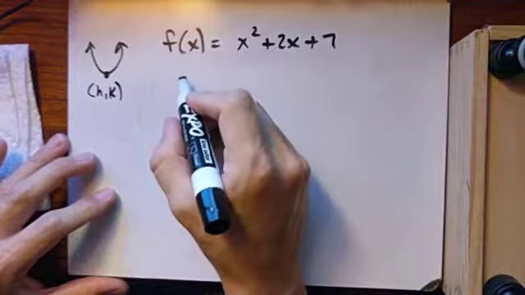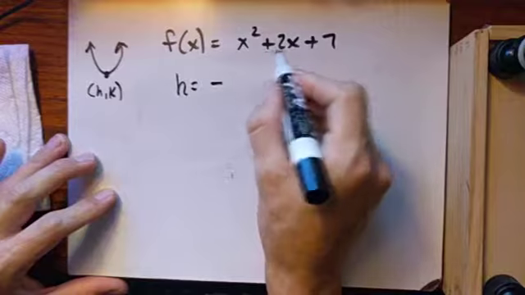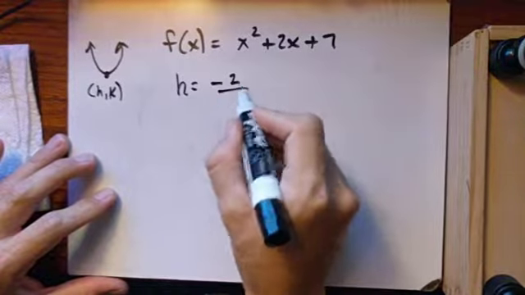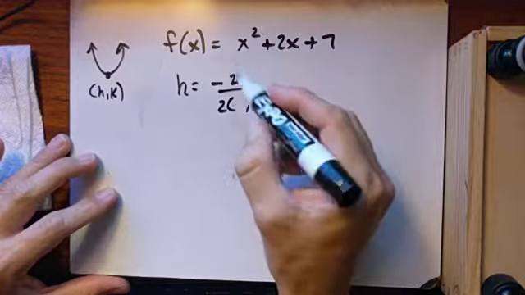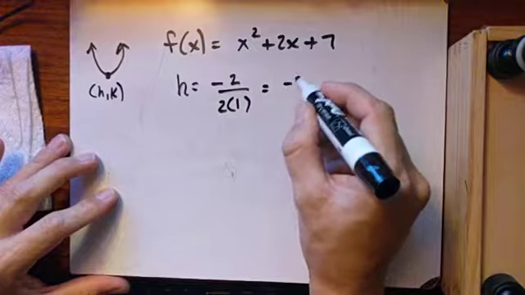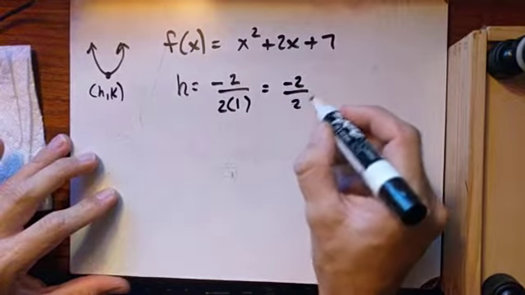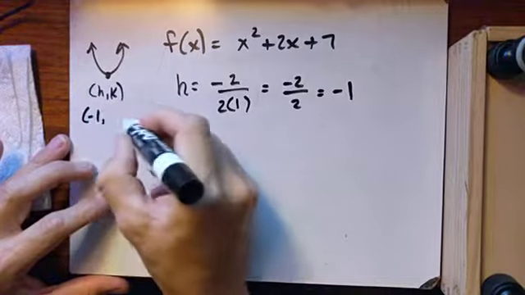So, okay, let's go back and find out what h is. h is the opposite of b over 2a. What number is a? a is 1. Okay, so let's complete that process and figure out what number that is. So that's negative 1. All right, so h is negative 1. Great.